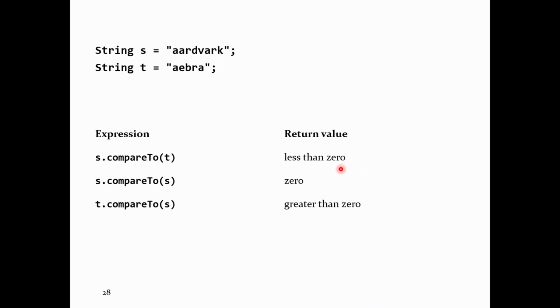The actual value that's returned, if you want to know what the compareTo returns for strings, you can go look at the documentation, and it will tell you exactly what this value corresponds to. But normally when you're using compareTo, you're only interested in whether or not the value is negative, 0, or positive.